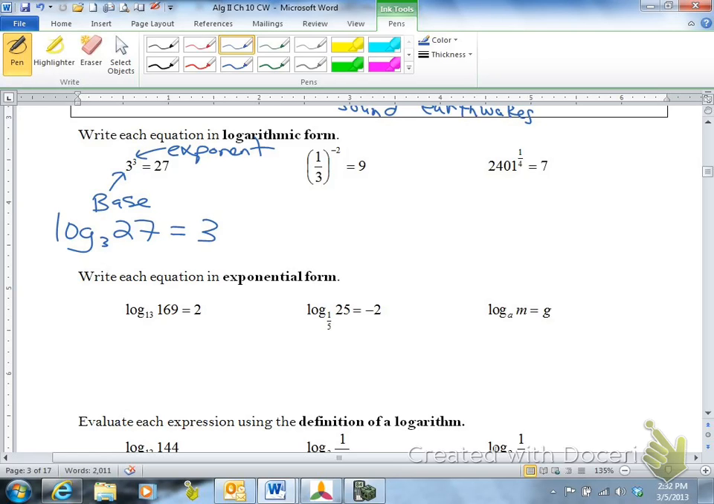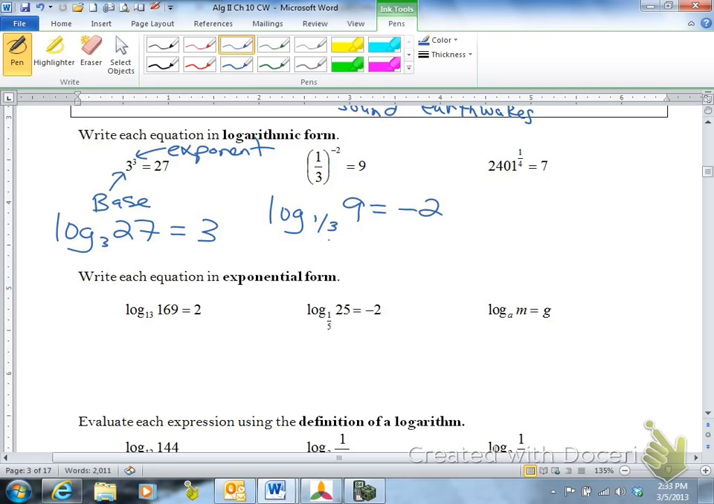And it doesn't really solve anything. It's just rewriting, so you can get used to rewriting it. I'll show you the next one, and then you can do the last one. The next one would be log base 1/3 of 9 equals the exponent. The exponent is -2.